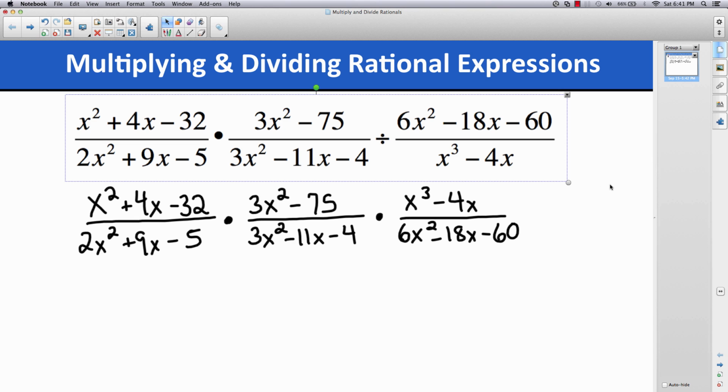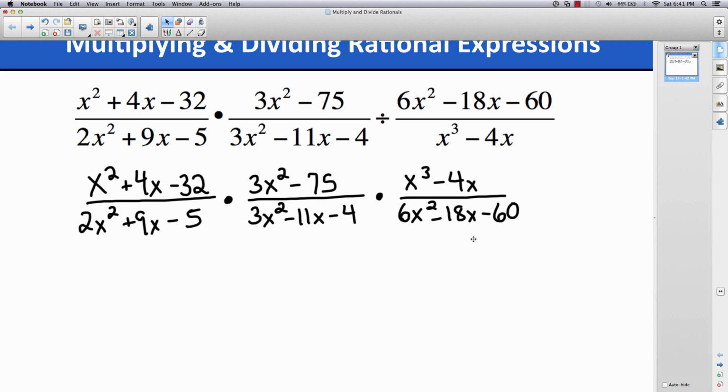The last fraction here we're going to multiply by the reciprocal, so that just means flip. So x to the third minus 4x goes to the numerator, and the other one goes to the denominator. The next thing we are going to want to do is to factor everything, and this is a lot here. We have a lot of things to factor.